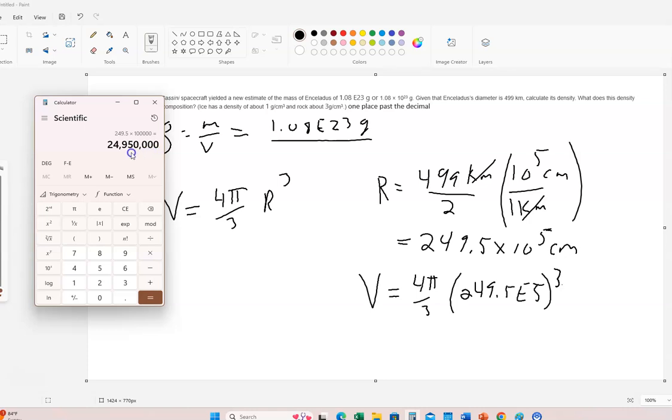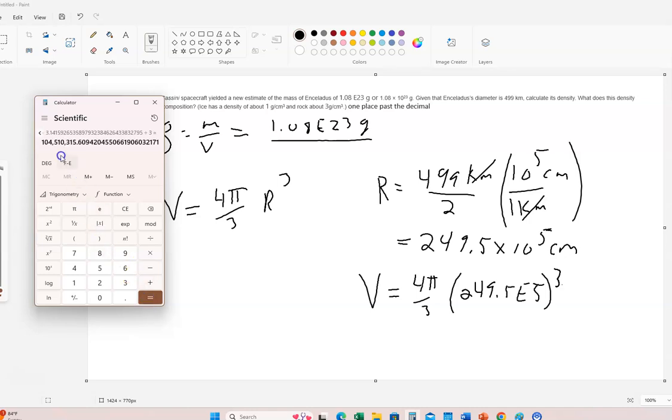It would be 2.495 times 10 to the seventh. And it's the same number whether you write it in scientific notation or regular. And then of course we multiply by 4, multiply by pi, and then divide by 3. So this is the volume.